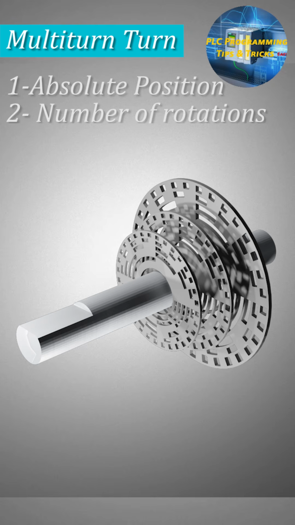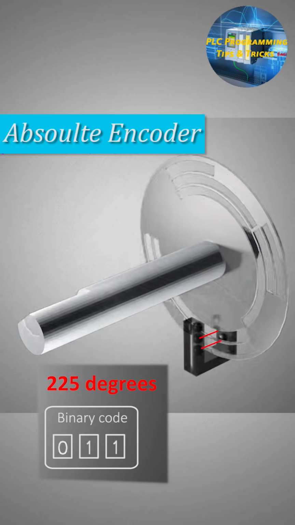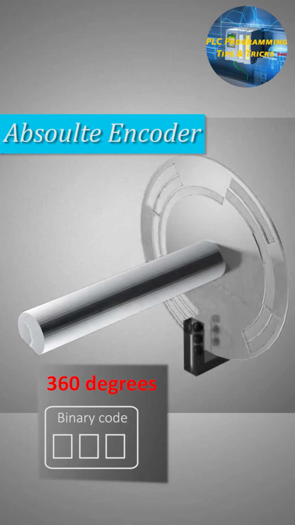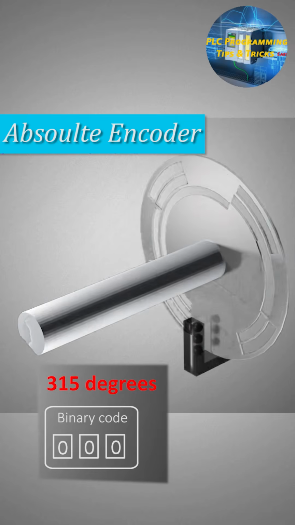The resolution of these encoders is usually specified as the number of binary bits available per turn. For instance, a 12-bit encoder would have 4096 unique positions, similar to 4096 pulses per revolution in the incremental encoder as discussed in the previous video. The difference though is that the positions of the absolute encoder are each unique, and with a simple calculation you can convert the binary position value to an actual angle in degrees.